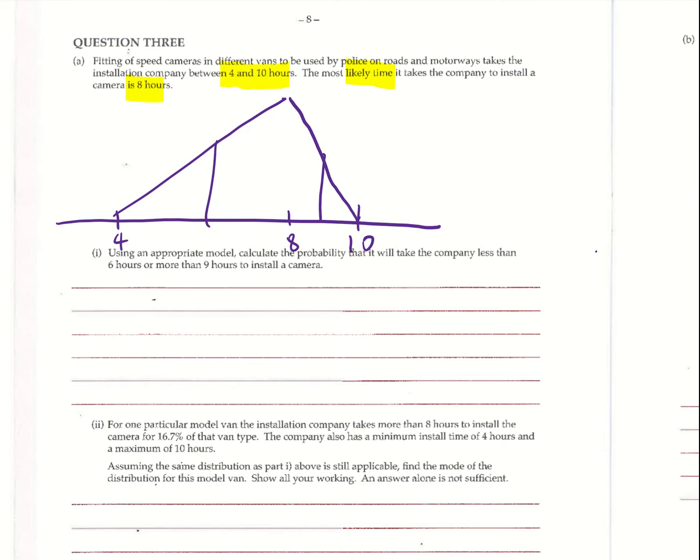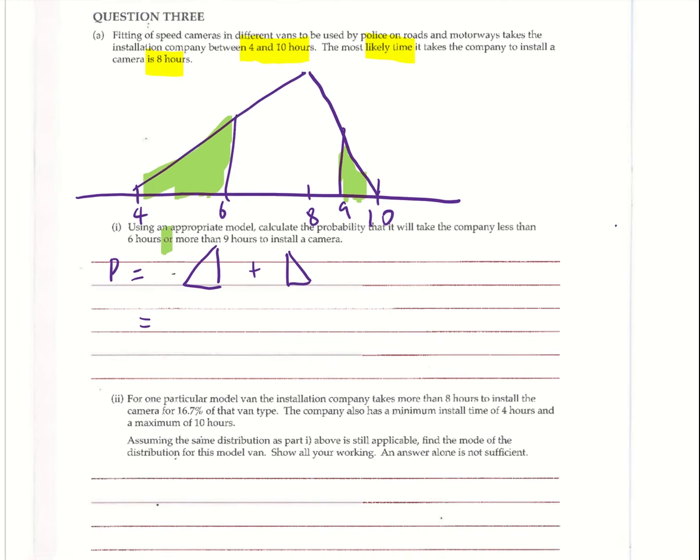Right, so I want that, because it says "or", which means I need to add them together. So how do I do that? Well, I've basically got two triangles, haven't I? So my probability is going to be the area of that triangle plus the area of that triangle. And we've got 6 and 9 there.